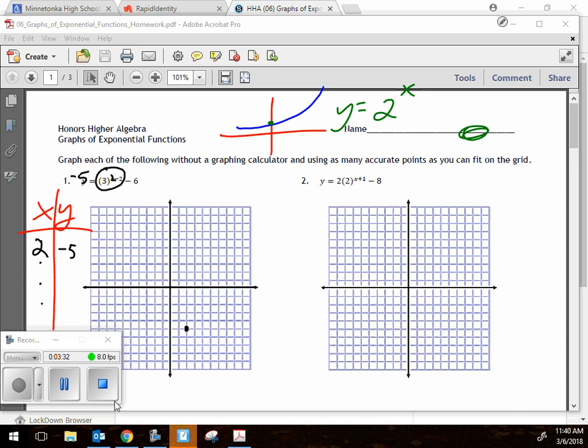Like, what's another good thing to put in? 3, I like it. 3 goes in, and I get 3 minus 2 is 1 for a power. 3 to the 1 is 3, and then 3 minus 6 is negative 3. 3 comma negative 3. There's my second point. And again, 2 points can define a straight line, but when you have a curve, you need to have more than that.